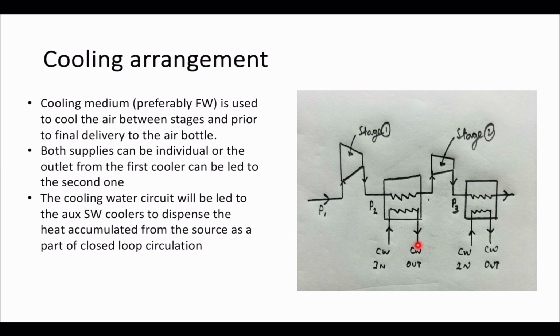and then this water can be further circulated into the cooling water line return side. This cooling water within the cooling water circuit will then be led to the auxiliary seawater coolers, where it dispenses the heat that has been accumulated from the source, that is the compressed air, and again comes back into closed loop circulation. The only top up would be done by the expansion tank or the auxiliary cooling seawater cooling freshwater circulation system that is available on board.